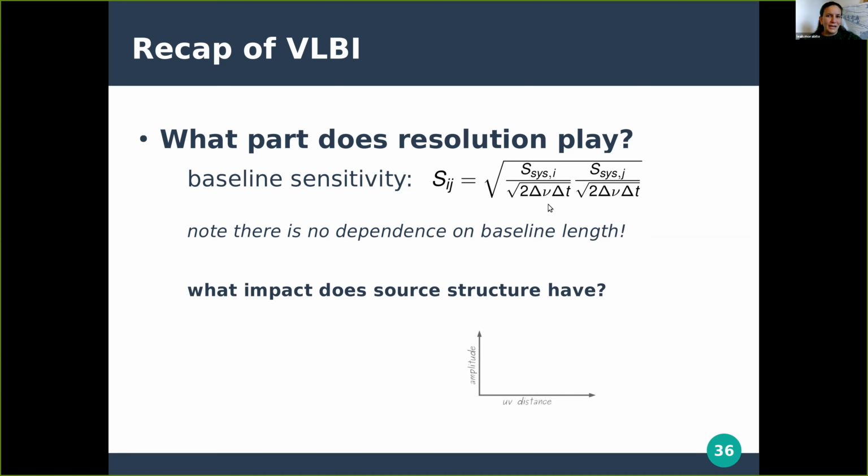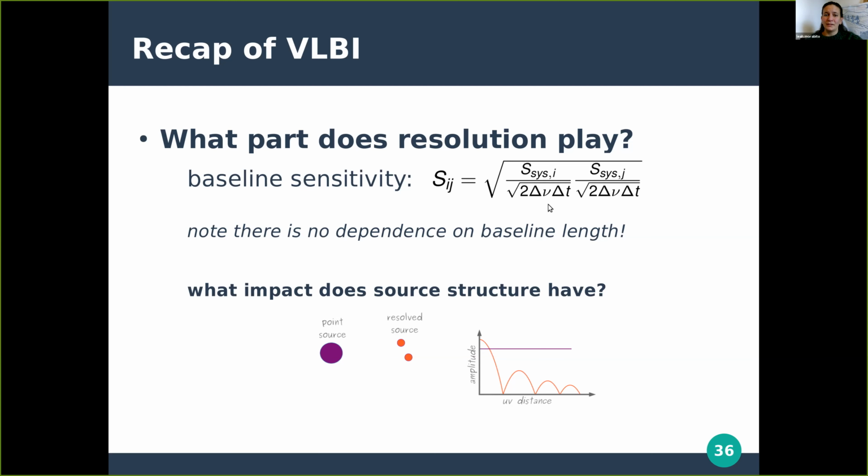So what impact does source structure have? Well, let's give an example. If we think about a point source, if you look at a point source in the UV plane, you'll see amplitude is constant as a function of UV distance. Phase is also constant as a function of UV distance, but we're just going to stick with amplitude here for this example. That means your signal or your amplitude, your signal to noise, does not change as a function of UV distance. Now, what happens if you have a resolved source? So here I'm giving an example for a double source.